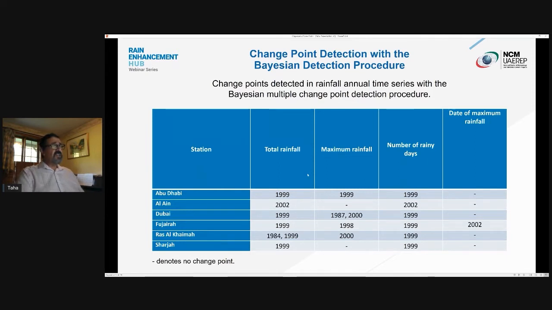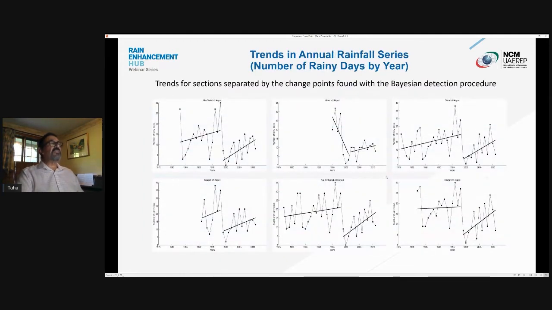And when we do this, for all stations, all variables, we see that there is something that's happening around 1999. Around 1999, there has been a change, a shift in the series. When we integrate that in the analysis, we see that now, for all variables and all stations, what we observe is that we have an increasing trend.